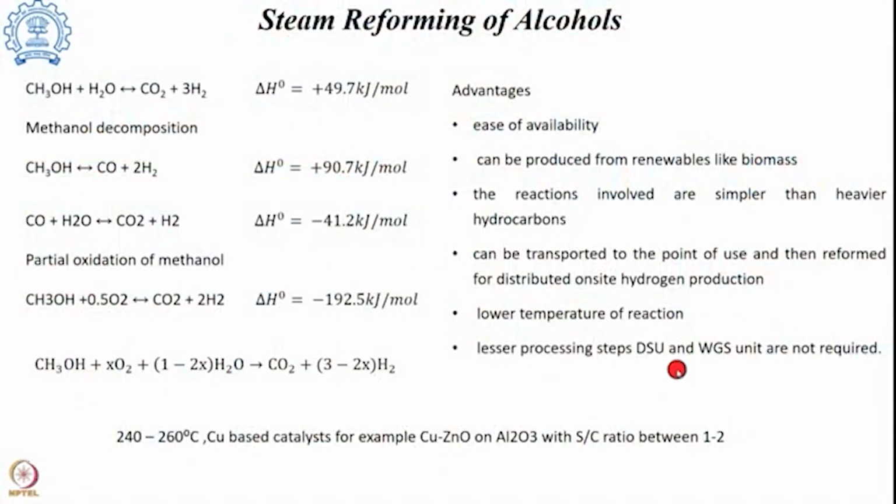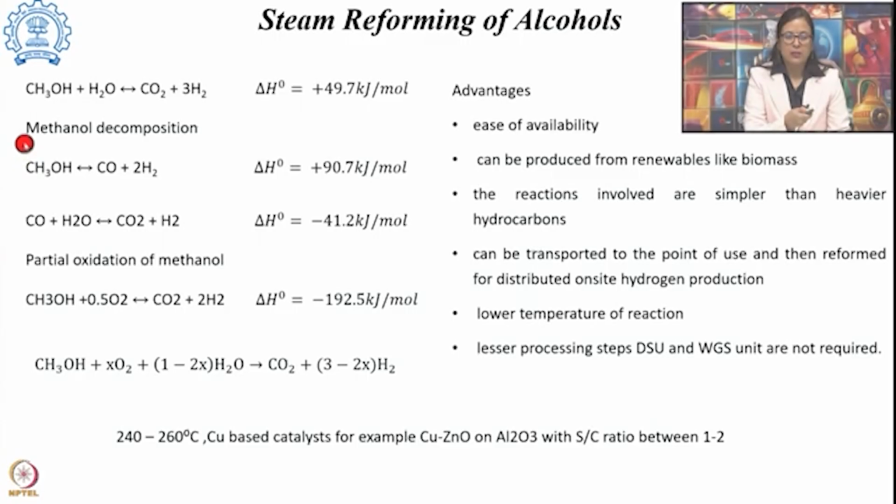And processing steps also are reduced because a desulfurization unit and water gas shift unit is not required in the reforming of alcohols. So, if we look at the methane reforming, then methane reacts with steam to give carbon dioxide and hydrogen. We can see that the delta H value is 49.7 kilojoules, again it is an endothermic reaction. However, the primary method for getting syngas is decomposition of methanol followed by a water gas shift reaction, partial oxidation.